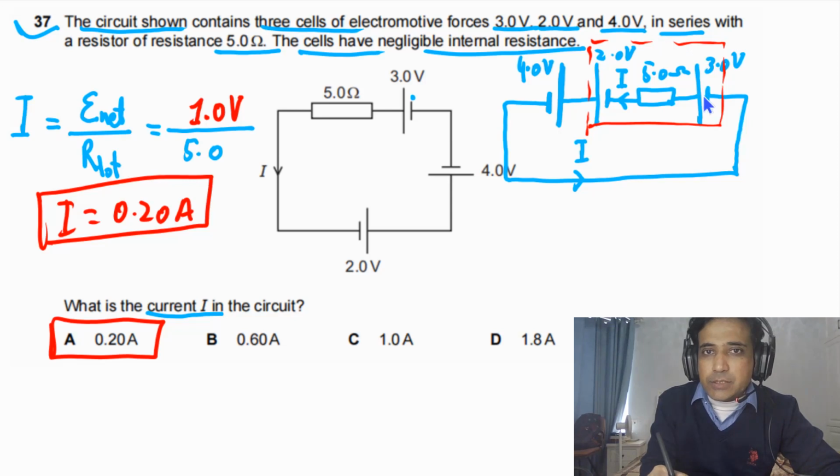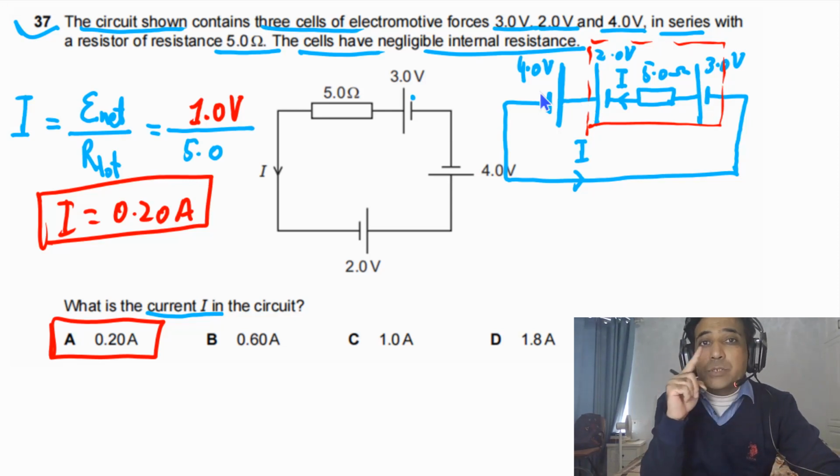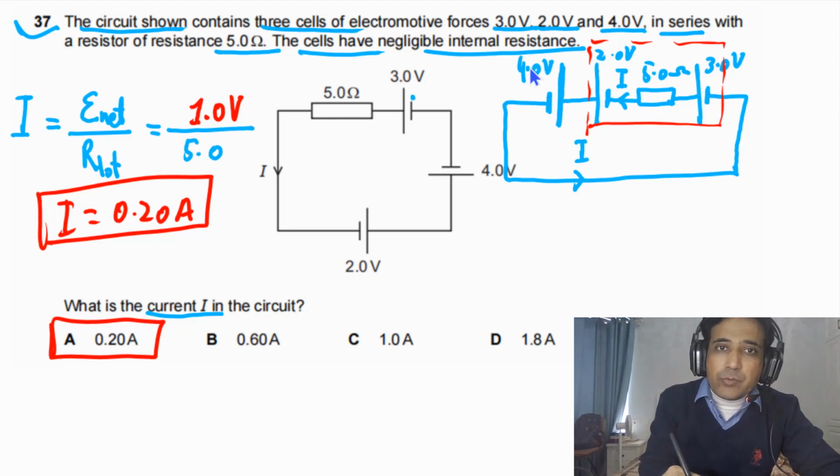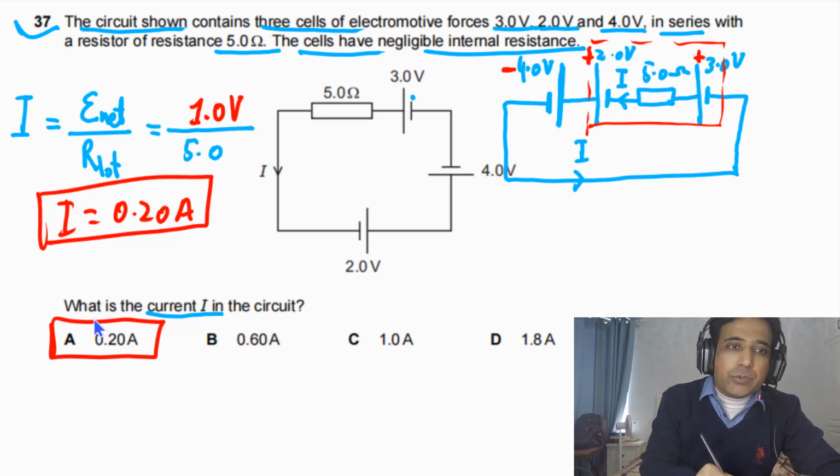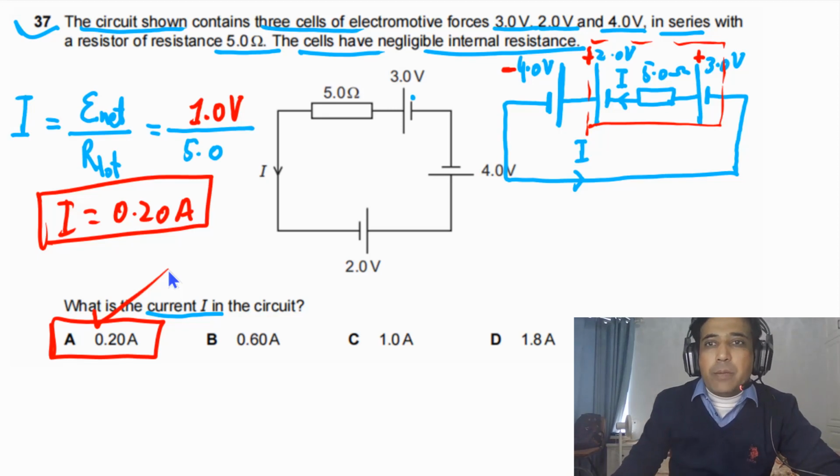So these two cells are connected in series, but this one is connected in reverse order, so we have to subtract it. So we can also say this is positive, this is negative. If you add, you will get 1.0. So the answer for this question is A.